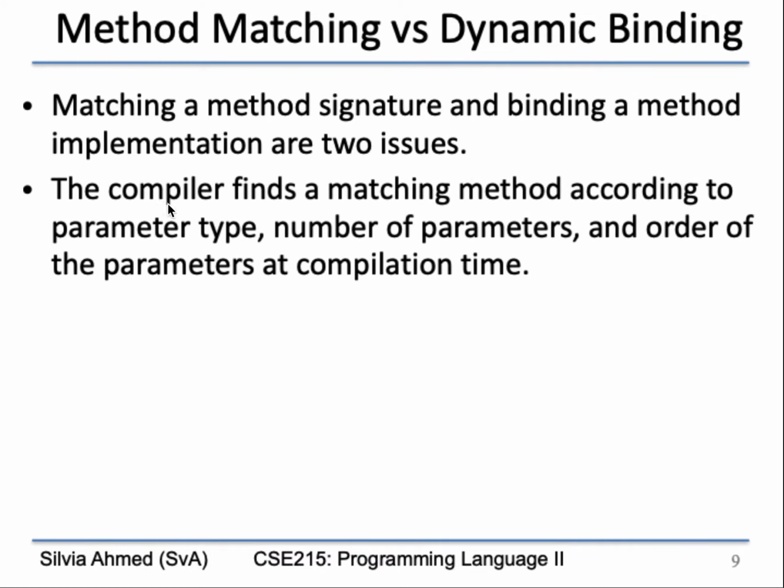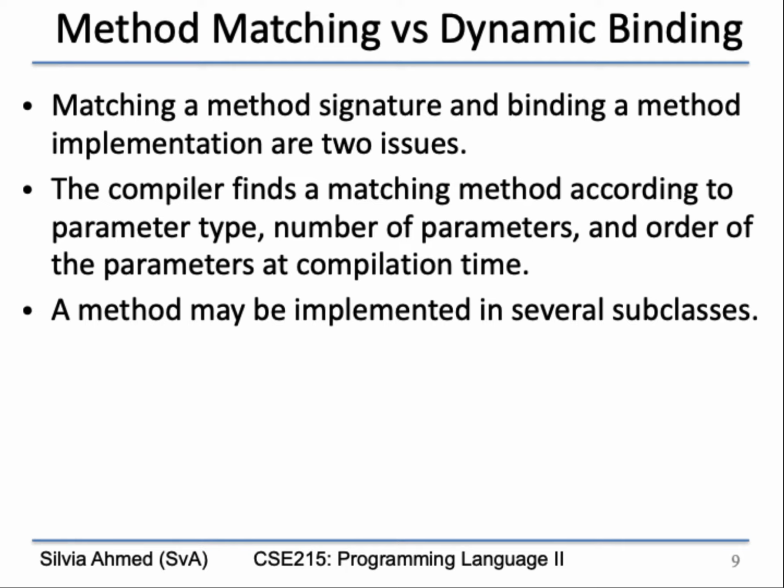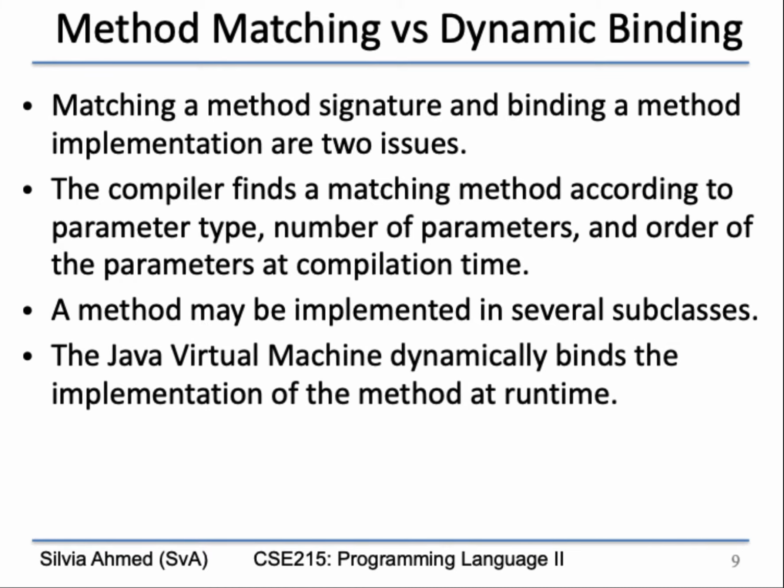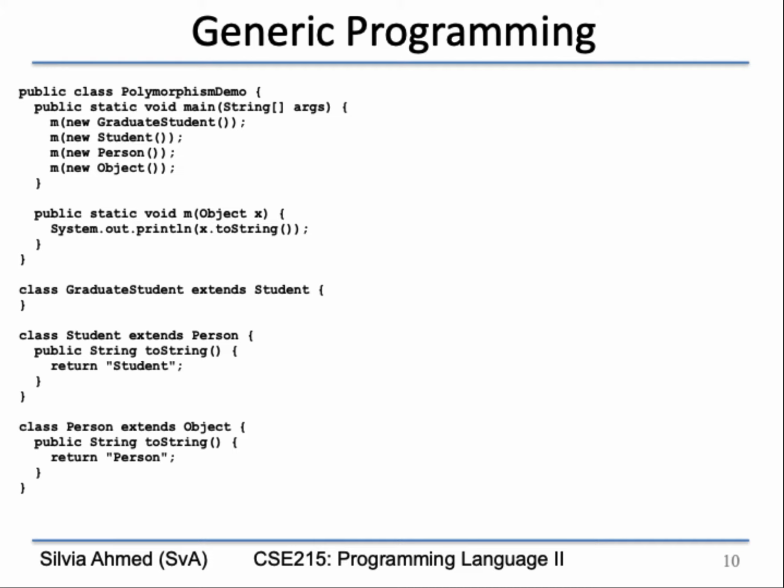The compiler finds a matching method according to parameter type, number of parameters, and order of the parameters at compilation time. Whereas a method may be implemented in several subclasses. So the Java virtual machine dynamically binds the implementation of the method at runtime. So polymorphism and dynamic binding together enable us to have generic programming.